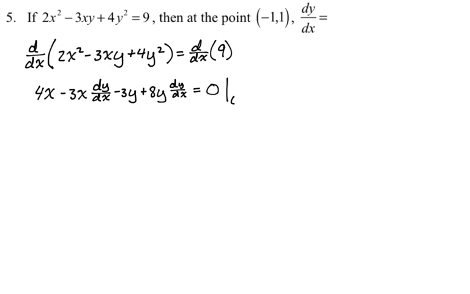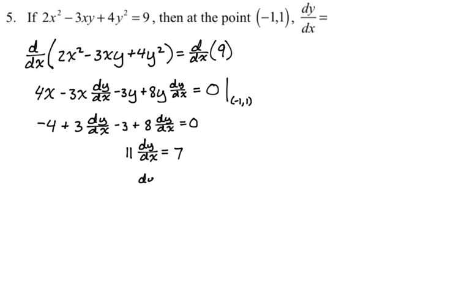And now I'm just going to evaluate. So negative 1, 1. If I try to do this and I get some sort of weird thing like negative 5 equals 0, that means the slope is undefined. And I would go back and actually solve for dy/dx and try to see why. But first I try to evaluate it. So I'm plugging in negative 1 for x and 1 for y. So that gives me negative 4 plus 3 dy/dx minus 3 plus 8 dy/dx equals 0. So there's 11 dy/dx's and then negative 7, but I'll move it to the other side. So 11 dy/dx equals 7. So dy/dx is 7 divided by 11.